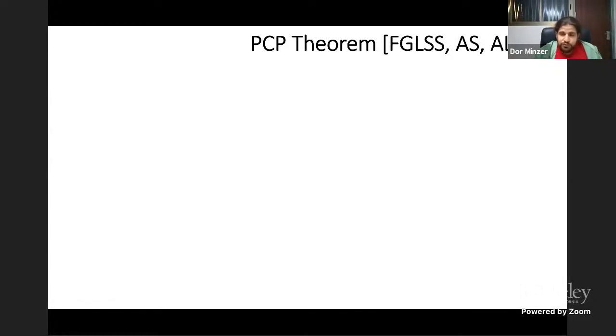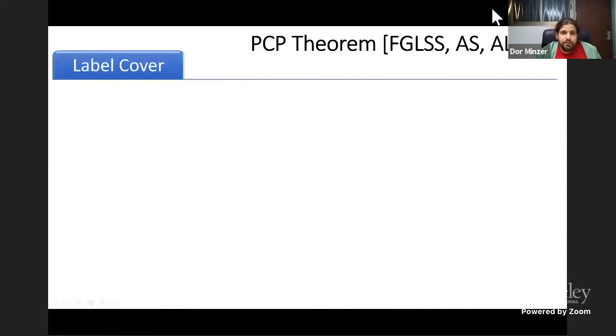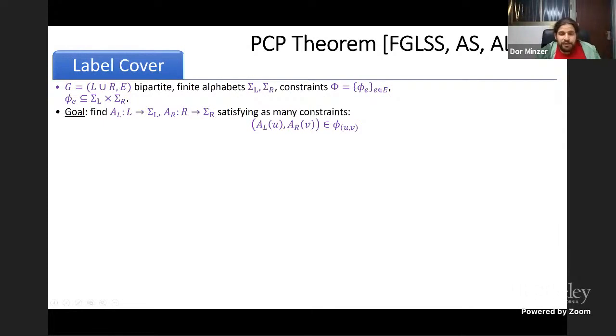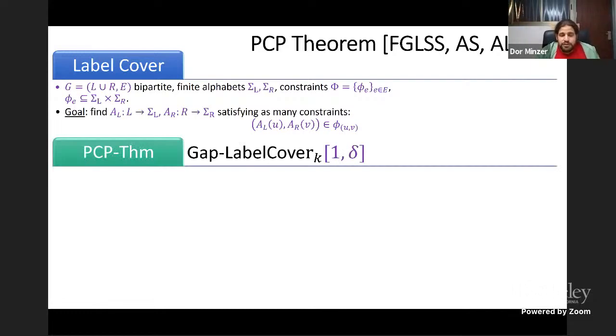So it all starts, of course, with the PCP theorem. And to formulate it, let me define the label cover problem. Basically, what is a label cover? You have a bunch of constraints, which are described by a bipartite graph. You're supposed to give labels to each one of the vertices, and you want to satisfy the constraints that are on the edges. Simple enough. And the goal, of course, is to satisfy as many of the constraints as possible.